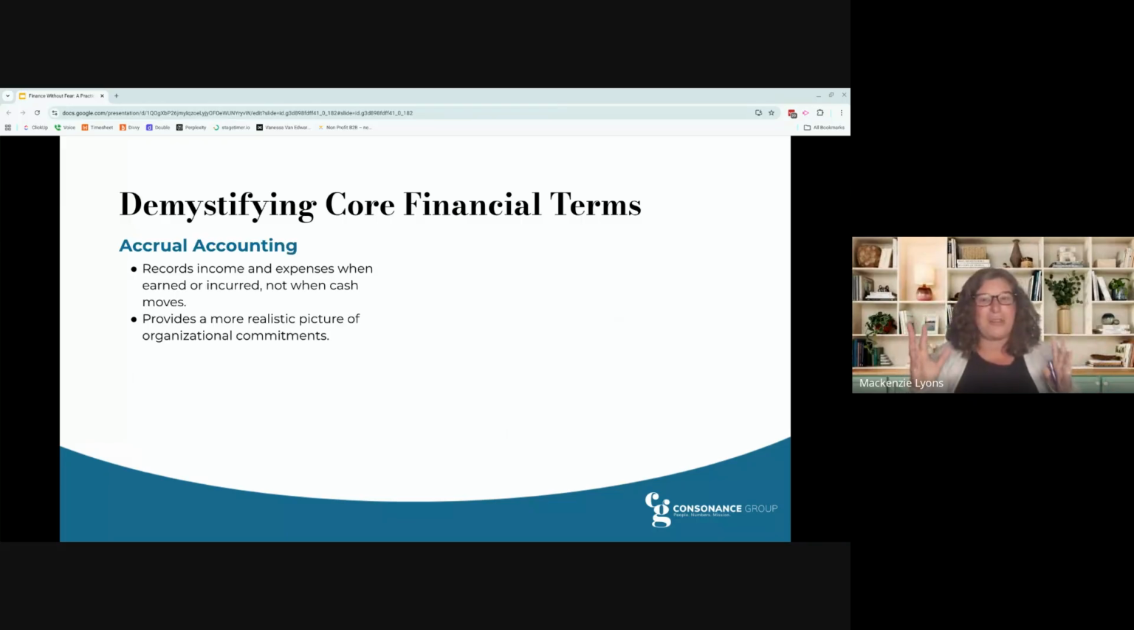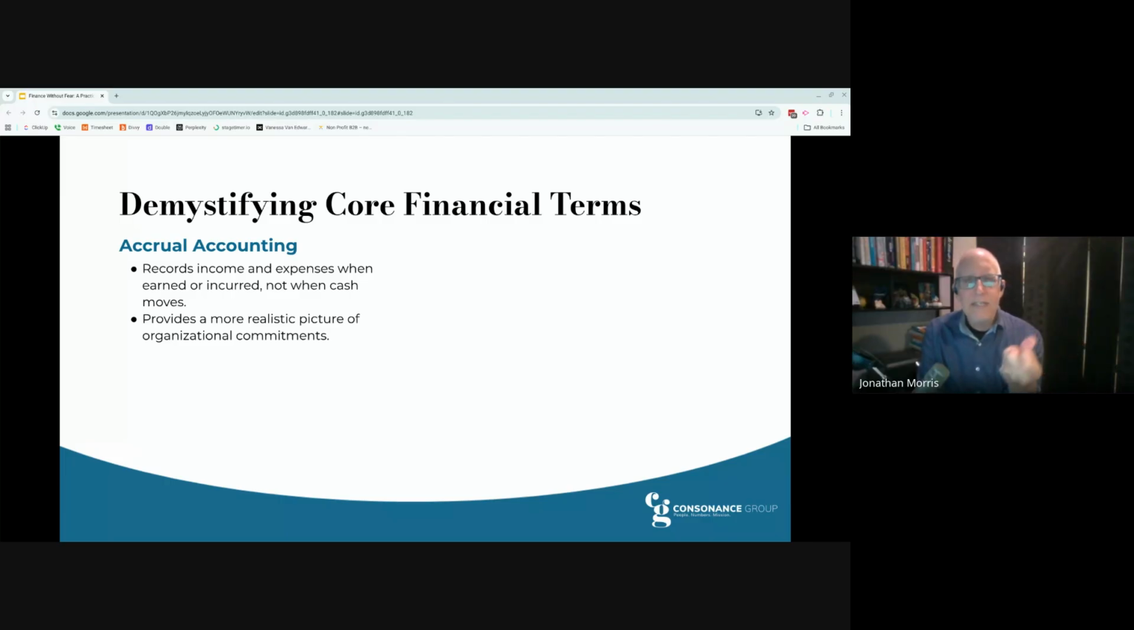So let's start with some core terms that you see everywhere. And let's start with accrual. What does that actually mean? Okay. Accrual accounting records income and expenses when they are earned or incurred, not when the cash moves. So if you are awarded a grant in December, but you don't get the cash until February, accrual accounting still shows the revenue in December because that's when you earned it. That's when the award was made.